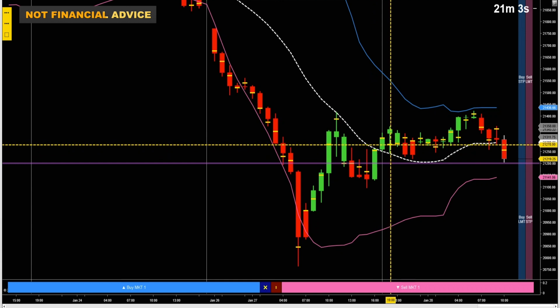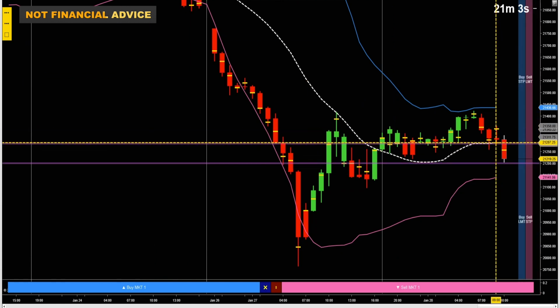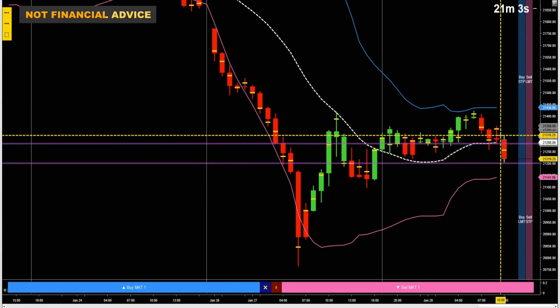These two are pretty close to each other as well. I would have drawn a line there. See, price came right down to that level right there. Got a nice rejection, again over 25 points.